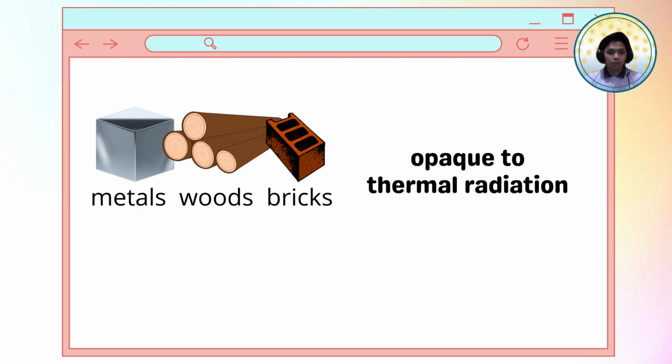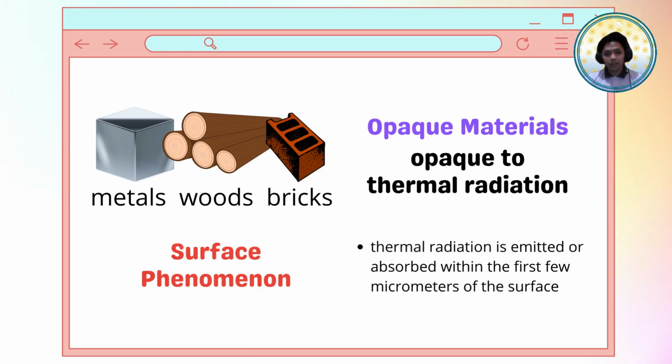Materials like metals, woods, and bricks are opaque to thermal radiation. These are also called opaque materials. This means that the thermal radiation is emitted or absorbed within the first few micrometers of the surface. This is considered to be a surface phenomenon.